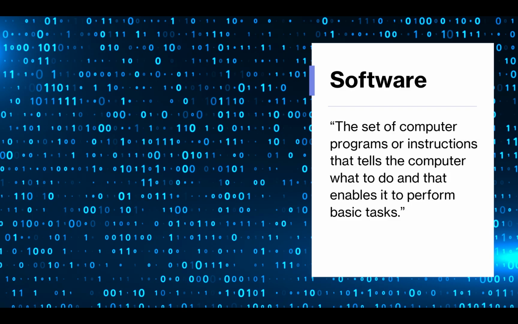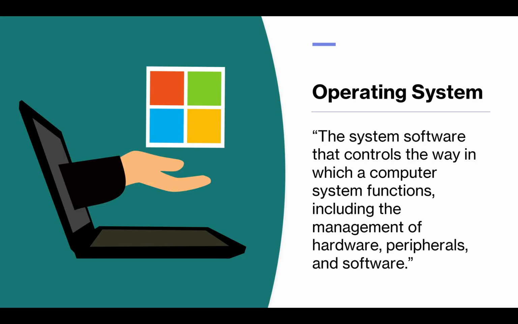Now, such software can be in the form of applications, such as the Microsoft Office applications, which we will be discussing later, or gaming software such as Steam or the likes. Finally, we have the operating system, which the textbook defines as the system software that controls the way in which a computer system functions, including the management of hardware, peripherals, and software.